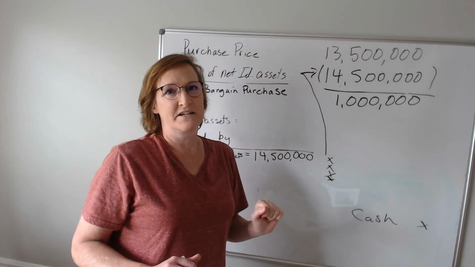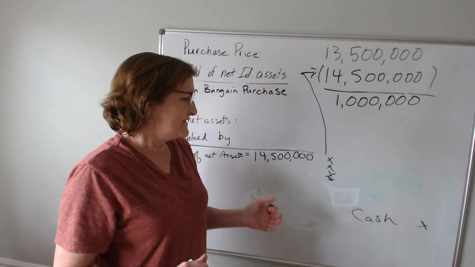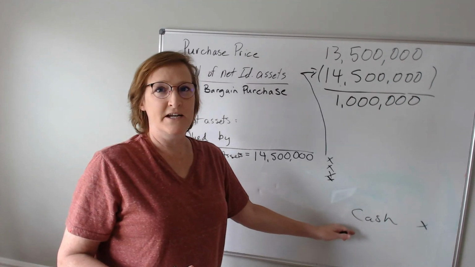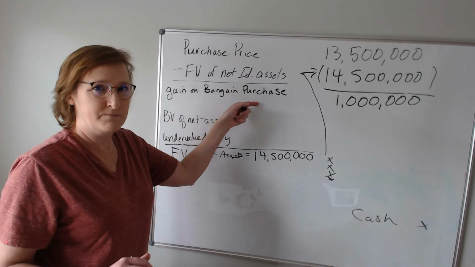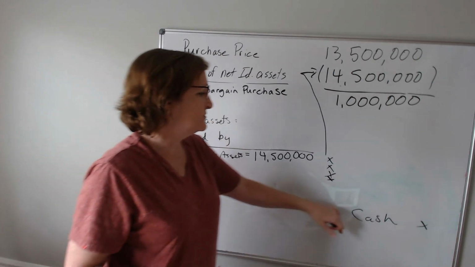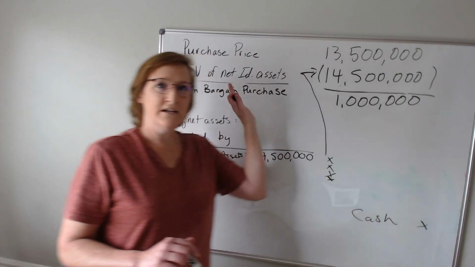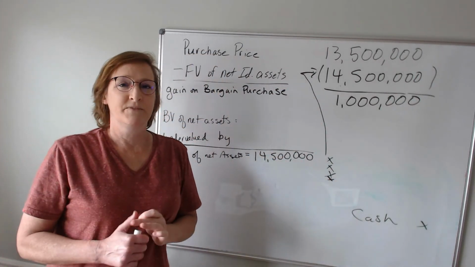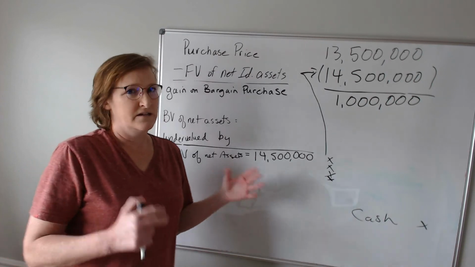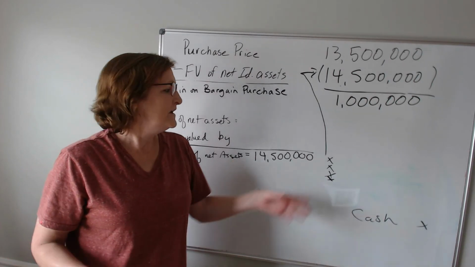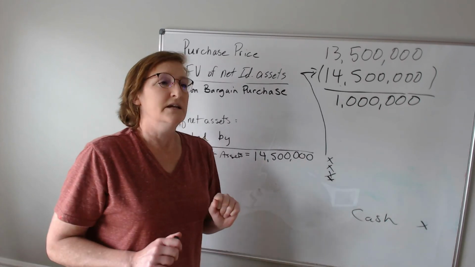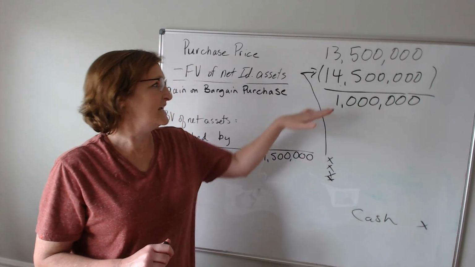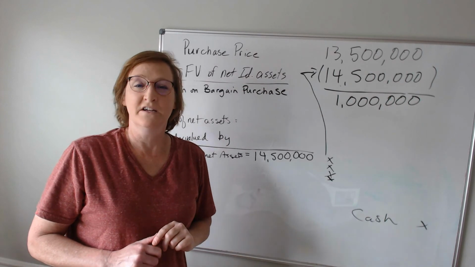Debits have to equal credits. So in this case, we're going to need an extra credit. What we call this is a gain on a bargain purchase, and we're going to credit that gain of $1 million. That way, all the assets and liabilities, if we acquire those, come in at their fair value. Debits equal credits, and that gain actually shows up in the income statement of the acquiring company.